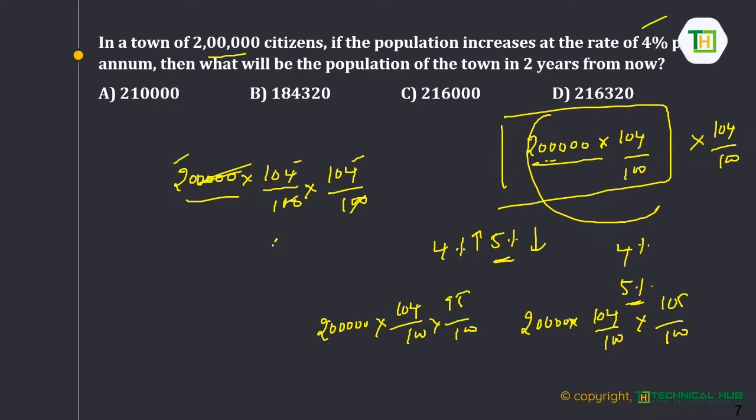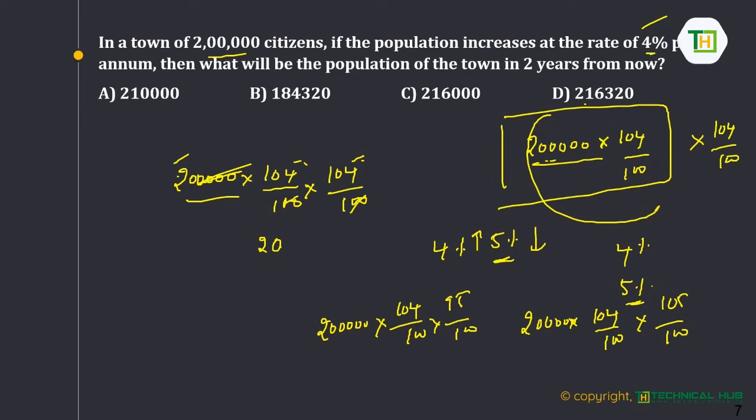Here 0 is there. It means the second digit will definitely be 2. So 4 into 4, 16. So 16 into 2, 32. Here 0 is there. It means the unit digit will be 0 and the second digit will be 2. So out of the 4 options, only 2 options are there. One is 184320 and the second one is 216320.